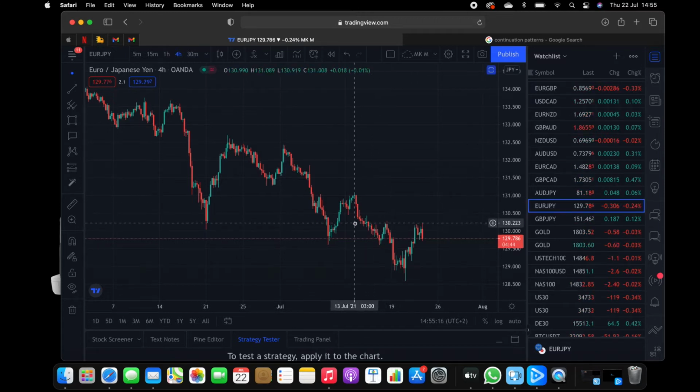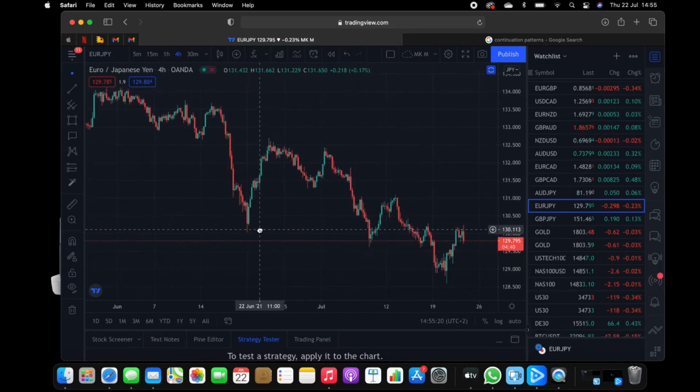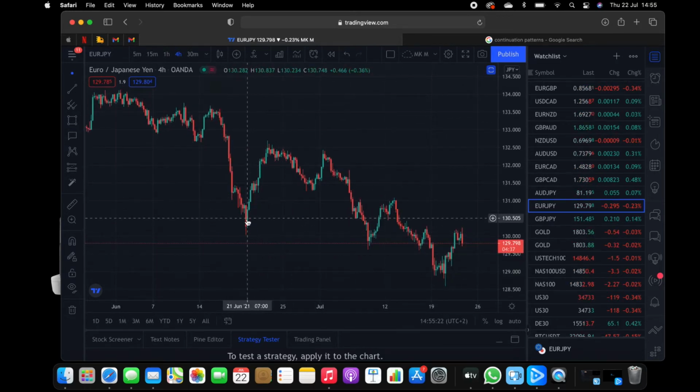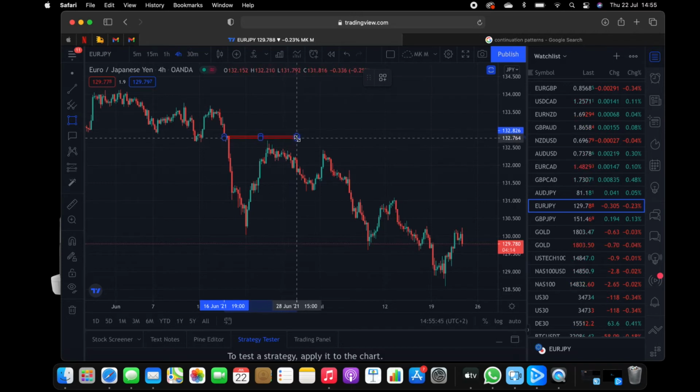So if you look at this here, you have a drop in price there, a brief pause. Let's draw that. There we go. Remember, you have to draw it on the opening and closing of the candle. Then there we go.